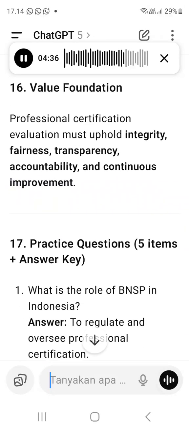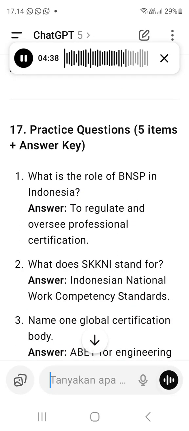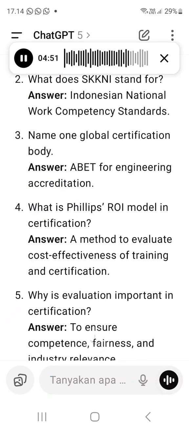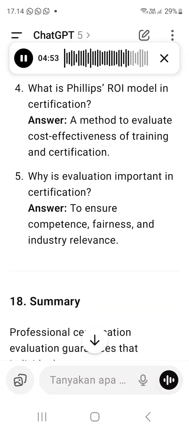17. Practice questions. 5 items plus answer key. 1. What is the role of BNSP in Indonesia? Answer: to regulate and oversee professional certification. 2. What does SKKNI stand for? Answer: Indonesian National Work Competency Standards. 3. Name one global certification body. Answer: ABET for engineering accreditation.